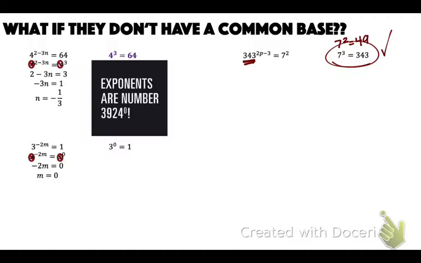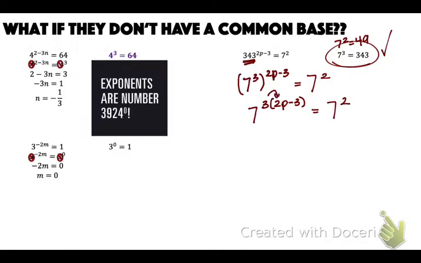That's what I wanted, to get this to have a base of 7. So if we replace that 343 with 7 cubed, and then 2p minus 3 is still the exponent, and that equals 7 squared. But then this is going to be 7 to the 3 times 2p minus 3 equals 7 squared. Which, if you wanted, you could multiply this out right now. So that's 7 to the 6p minus 9 equals 7 squared.